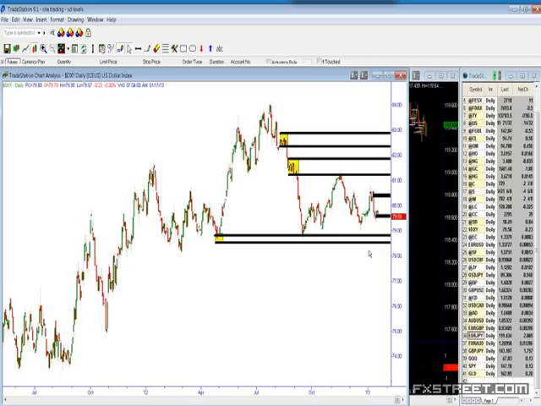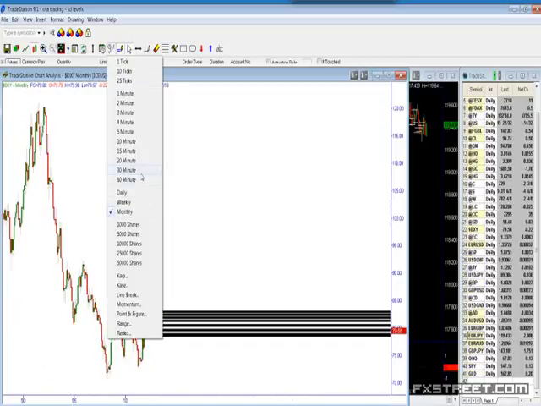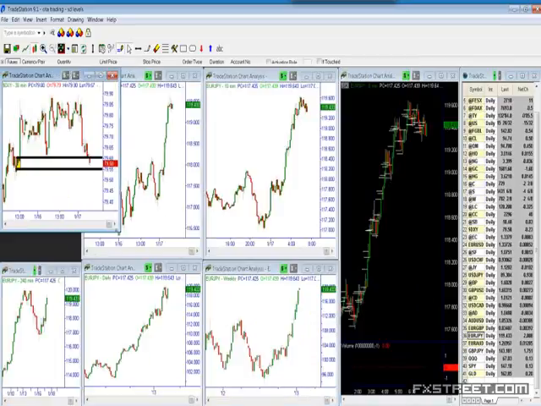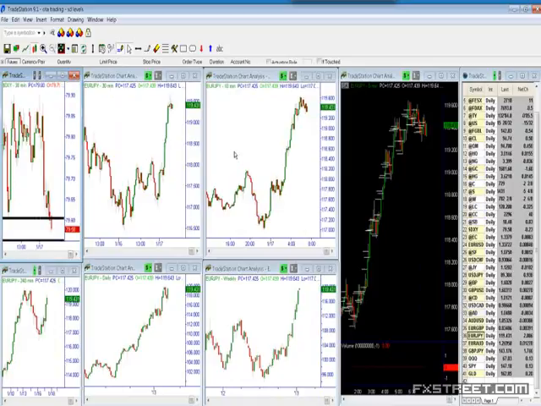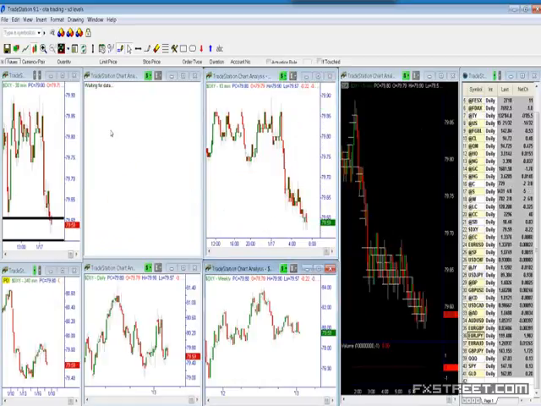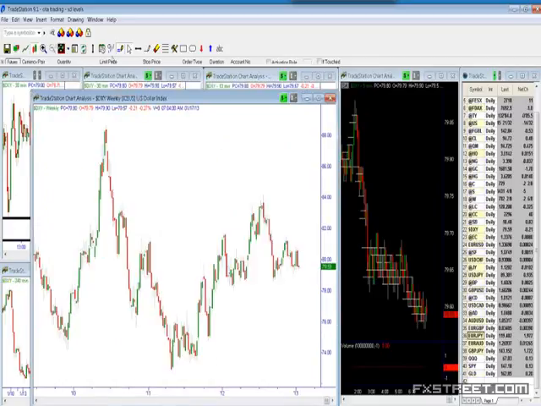Then, let me go to a larger time frame. I should probably do this on a different chart. Hang on, just a second. I don't want to lose those lines, but those lines will confuse us in the bigger picture. So we'll just do it here. There we go. Now let me bring this chart to a monthly.